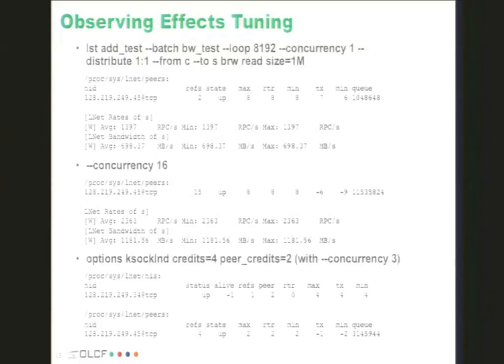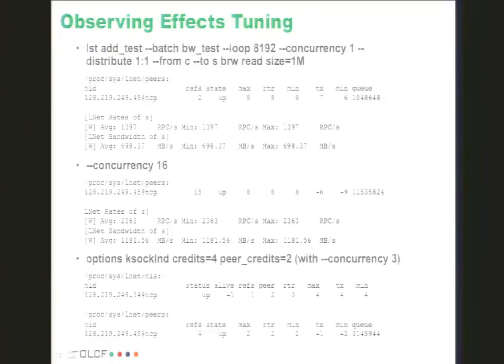So I want to get to this example of changing the credit sizes and see its effects. At the top there, we're just running with concurrency 1 on LNet self-test, with 1 megabyte IOs. And we're not saturating the link. We're getting about 700 megabytes per second. So just one RPC, one test going at a time, that's reasonable.